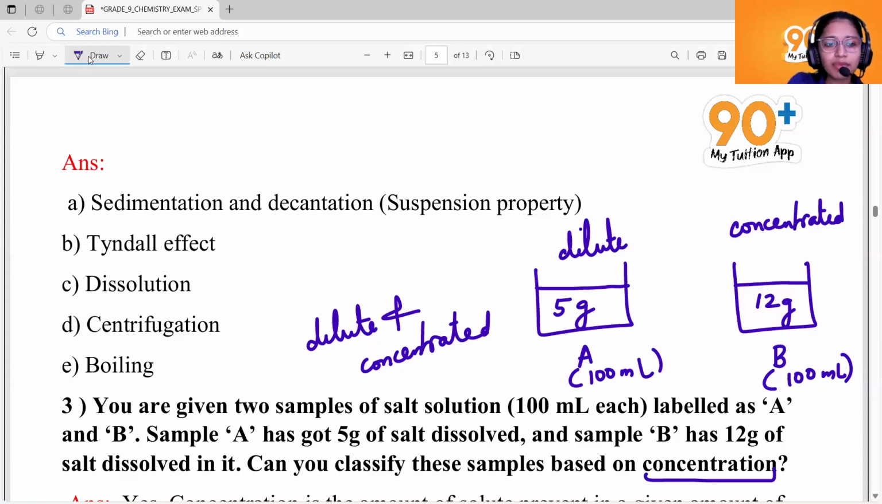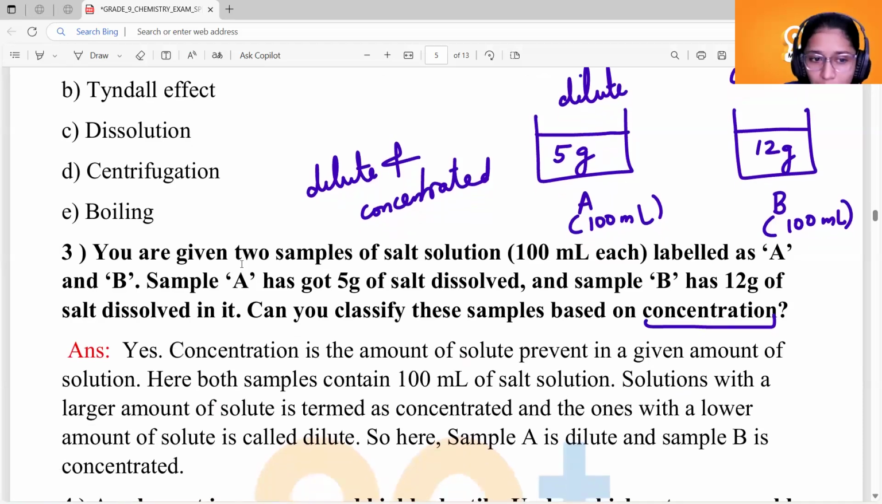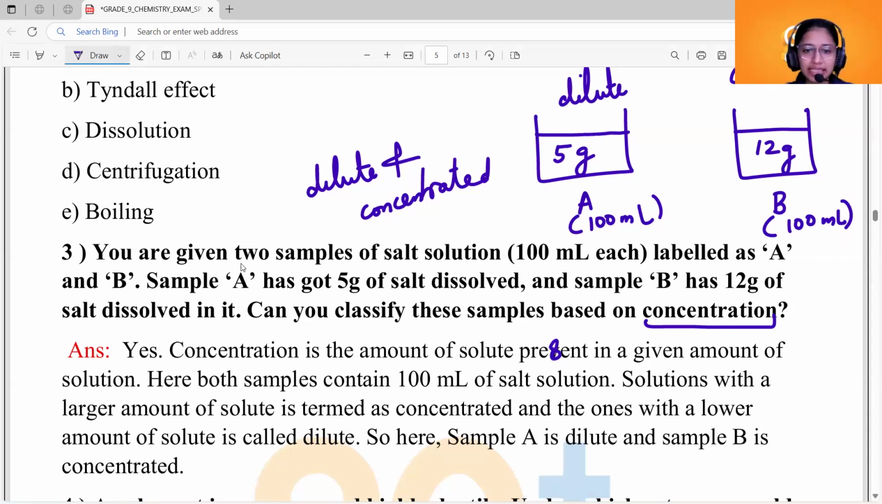Is it clear? Yes. Concentration is the amount of solute present in a given amount of solution. Here both samples contain 100 milliliters of salt solution. Solutions with a larger amount of solute are termed concentrated, and the ones with a lower amount of solute are called dilute. So here sample A is dilute and sample B is concentrated. Simple. Look for the amount of solute. Whichever has a lower amount of solute is dilute, and whichever has a larger amount of solute is concentrated. Is it clear?